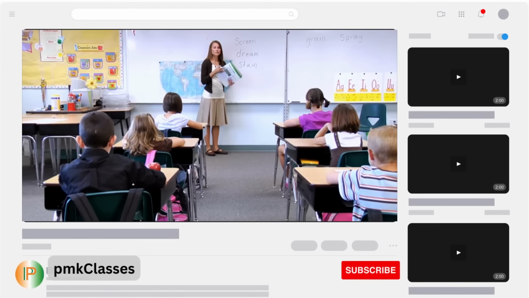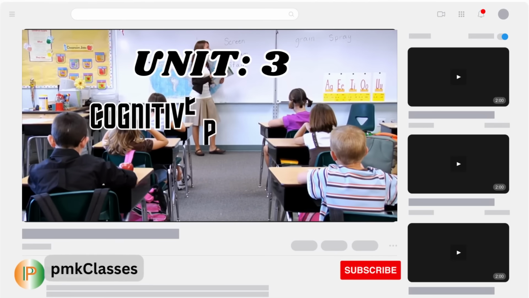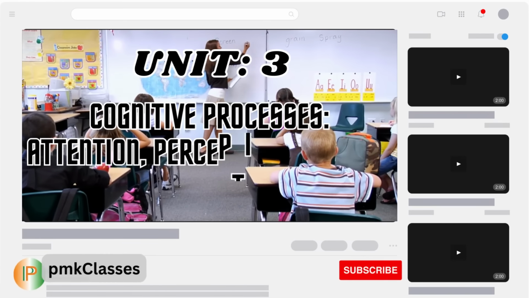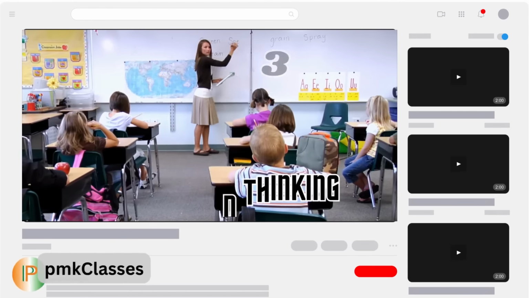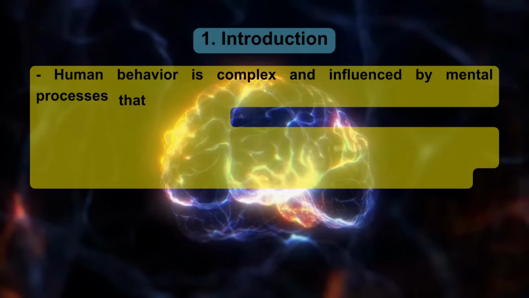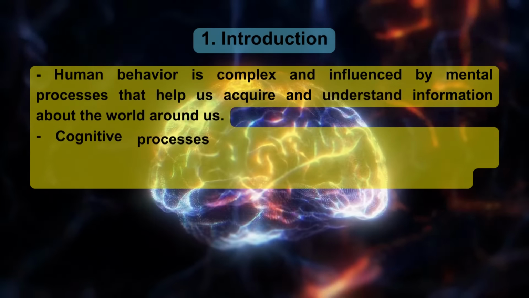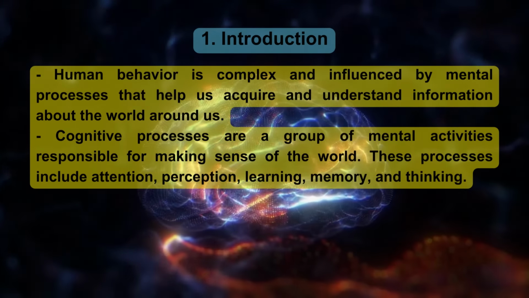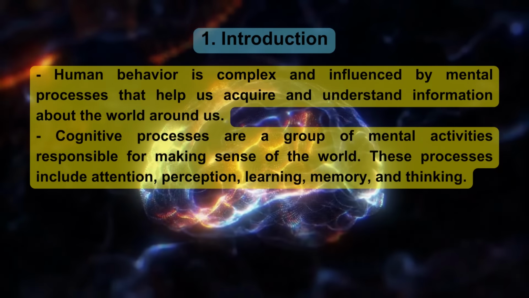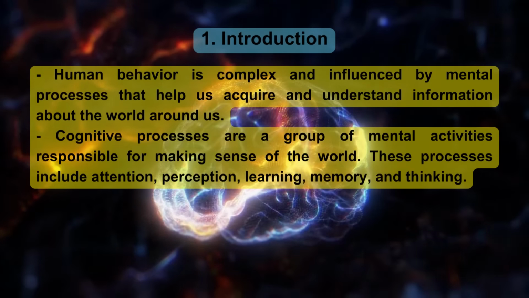In this video we will understand Unit 3 Cognitive Processes: Attention, Perception, Learning, Memory and Thinking. Let's start. 1. Introduction. Human behavior is complex and influenced by mental processes that help us acquire and understand information about the world around us.